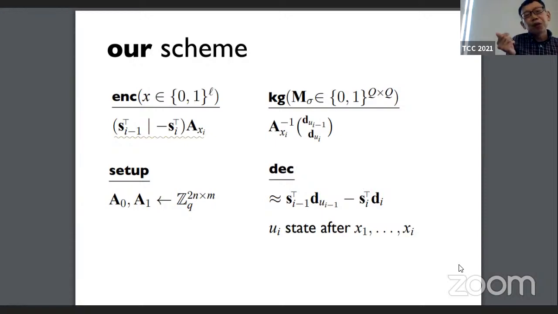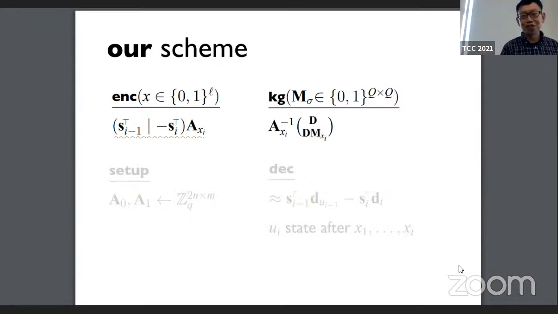Now, in key generation, when we generate the secret key, we're not going to know what U sub I is going to be. So we're going to give out these short Gaussian vectors for all possible U sub I's, which can be described succinctly by this expression.